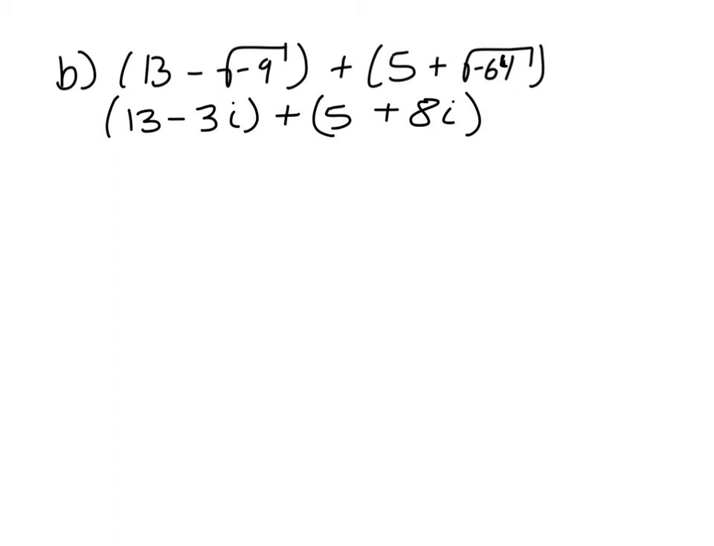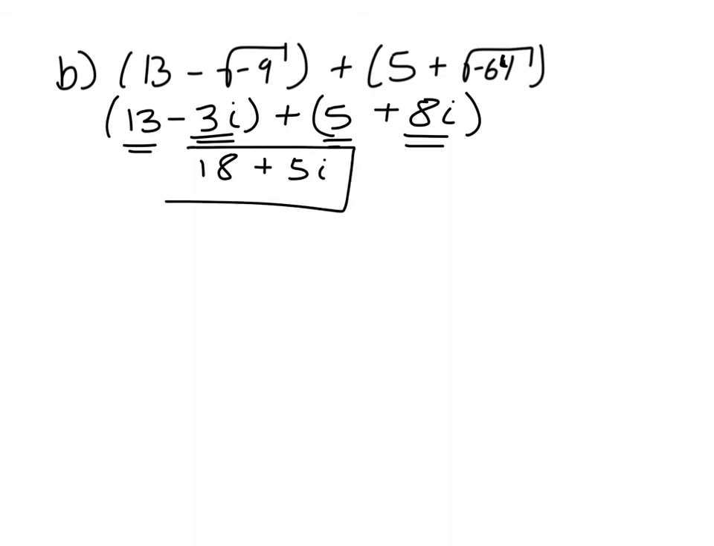So now let's combine like terms. I have 13 and 5, that makes 18. And -3i and plus 8i, so that makes plus 5i. Alright? And that is my answer, 18 plus 5i. Let's go ahead and do another example.